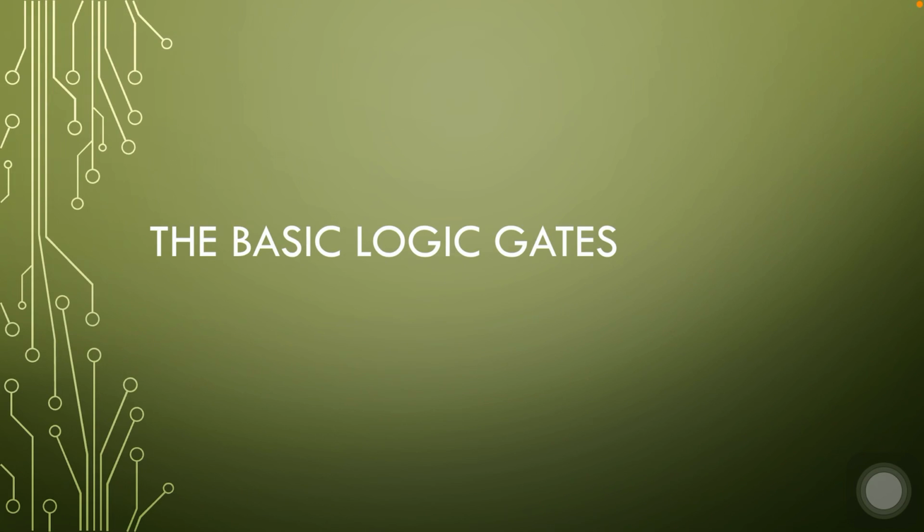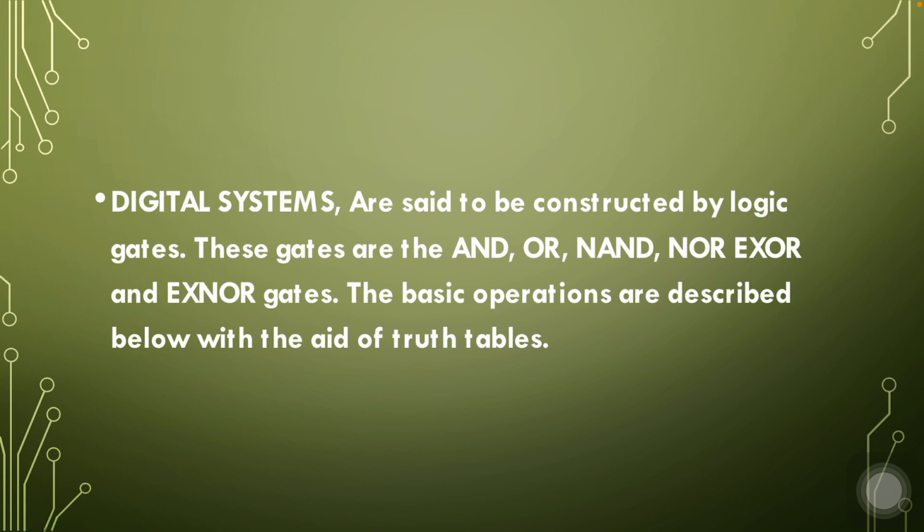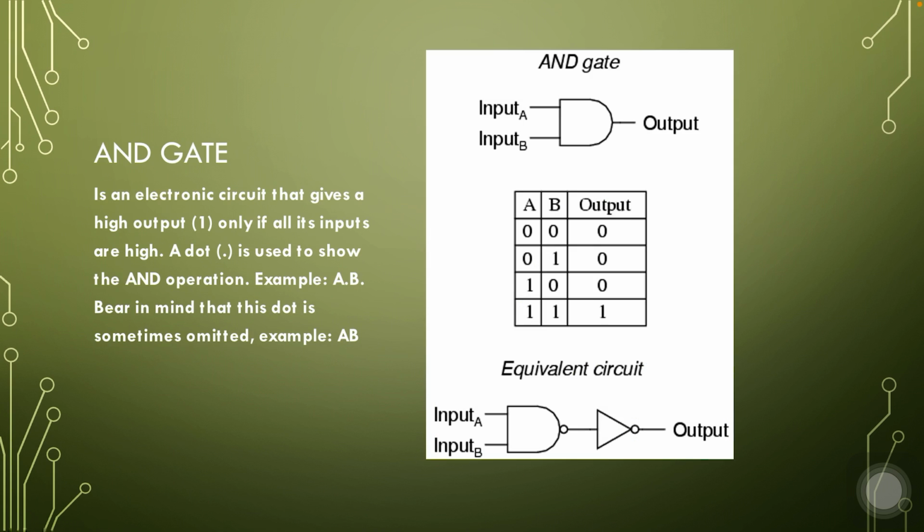Good morning, everyone. So today, I am going to discuss the basic logic gates. Digital systems are said to be constructed by logic gates. These gates are the AND, OR, NAND, NOR, EXOR, and EXNOR gates. The basic operations are described below with the aid of truth tables.